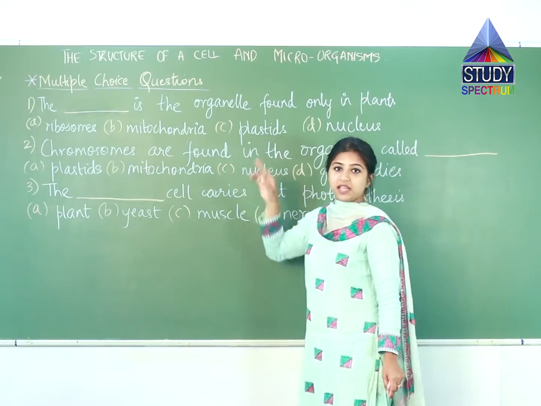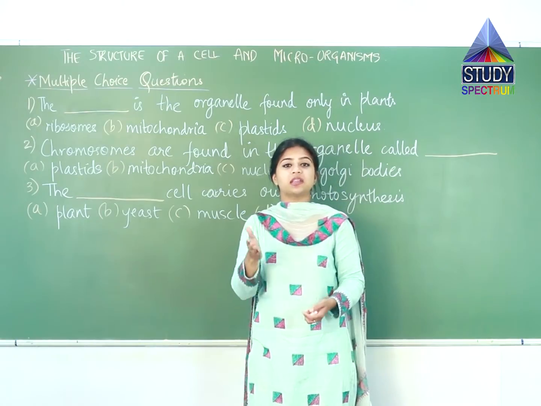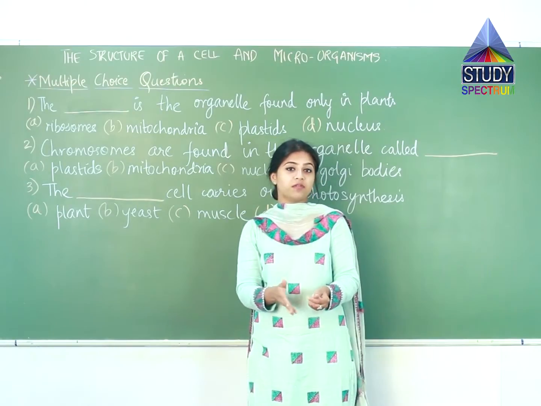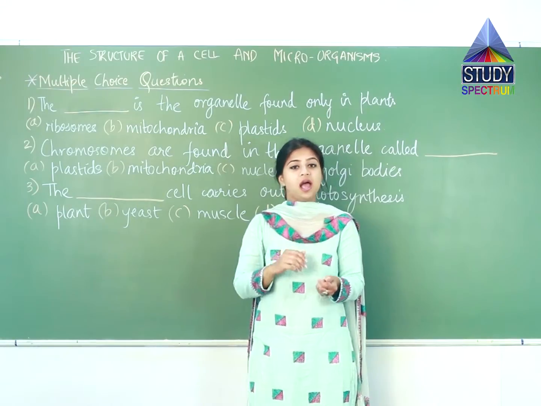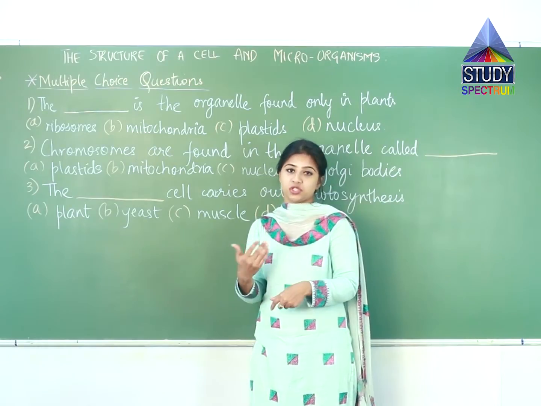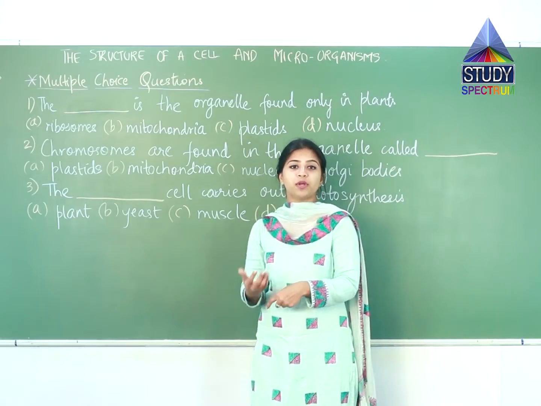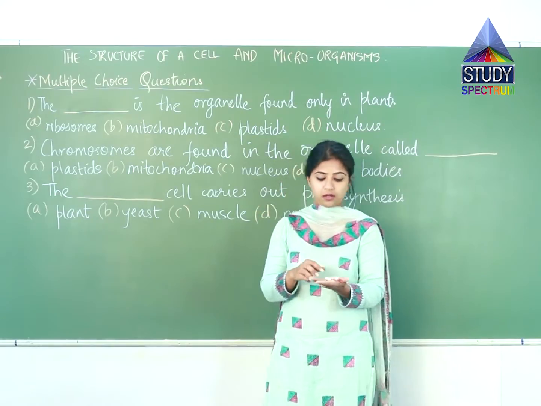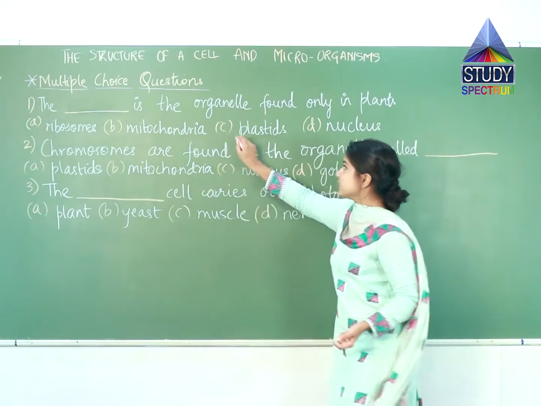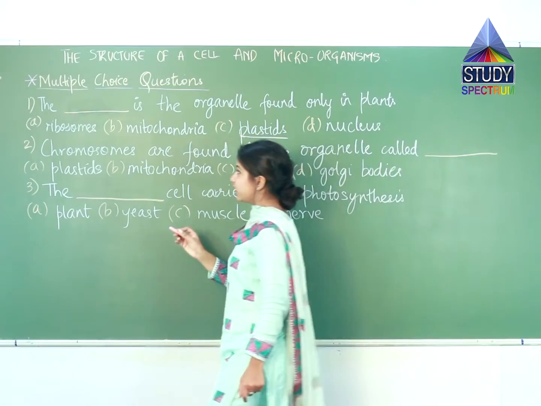So plastids, yes, of course plastids are the answer because plastids contain pigments like chlorophyll and xanthophyll that are responsible for giving color to the plant and are also responsible for helping the plant in the process of photosynthesis, in which it is able to produce food for itself and meet its nutrition. So the answer is C, plastid. That's the answer. I'll just write that down there.